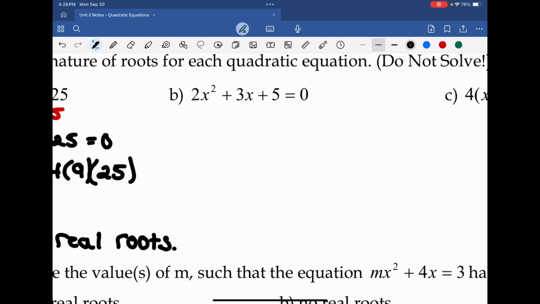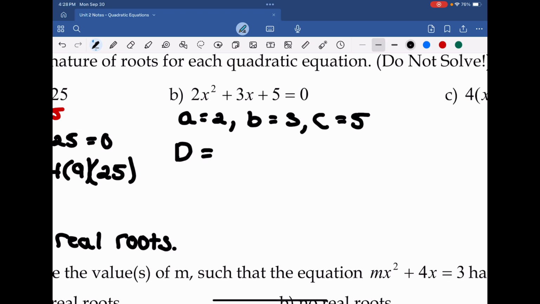Okay, we go into part B. They're all on the same side, which is great. We're going to label our A, B, and C. We have an A value equal to 2, a B value equal to 3, a C value equal to 5. Plugging into the discriminant, we get B, which is 3 squared, minus 4, A, which is 2, C, which is 5. This is 9 minus 4 times 2, which is 8, times 5, which is 40.